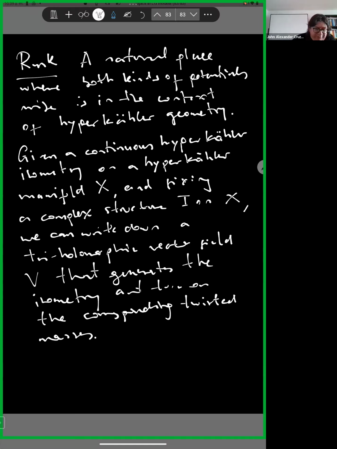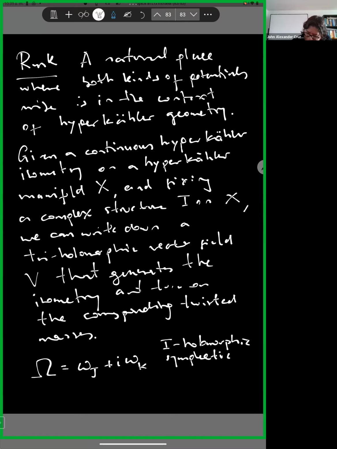How to do these things. So consider this omega j plus i omega k. Okay, this is the holomorphic symplectic form on X, right? So we can add the following potential.